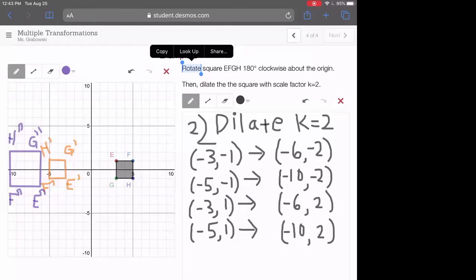So through this, first we did the first transformation that it asked, which was rotate, and we rotated 180 degrees counterclockwise, and then we dilated it by a scale factor of 2. So we multiplied each point by 2 to get E double prime, F double prime, G double prime, H double prime. And we just use those primes and then double primes to distinguish that we have 2 different figures. So we do the first transformation and then the second transformation from that.